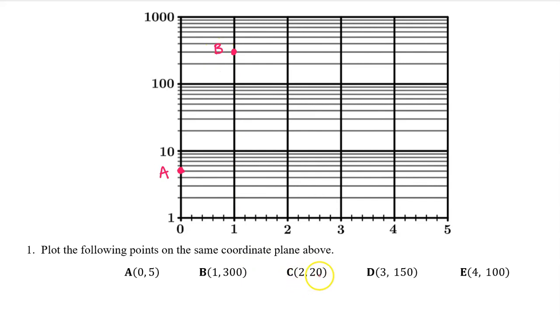Point C, 2, 20. So here we are at 2. We must go past 10, and then we count by tens. So this next mark is 20. So this is point C.